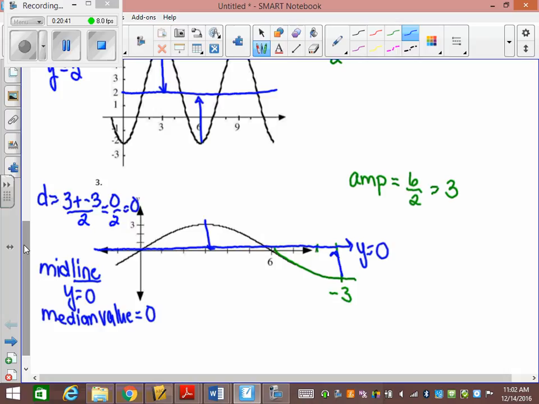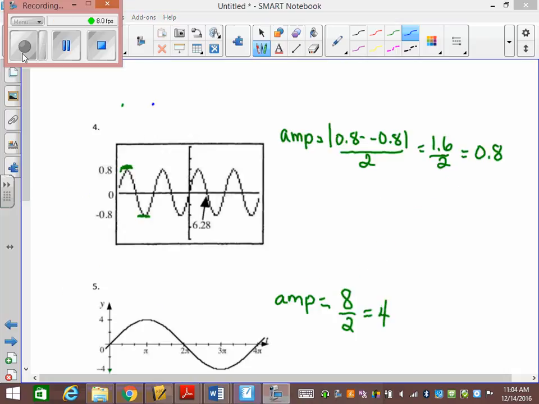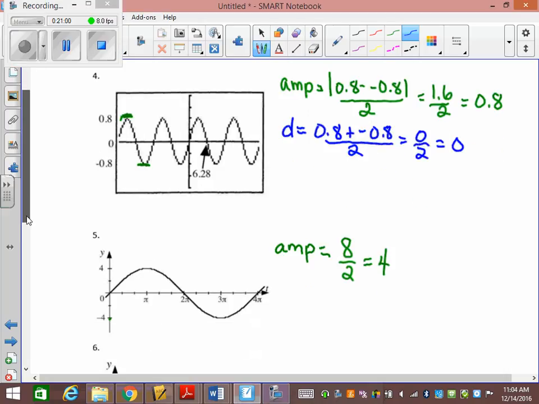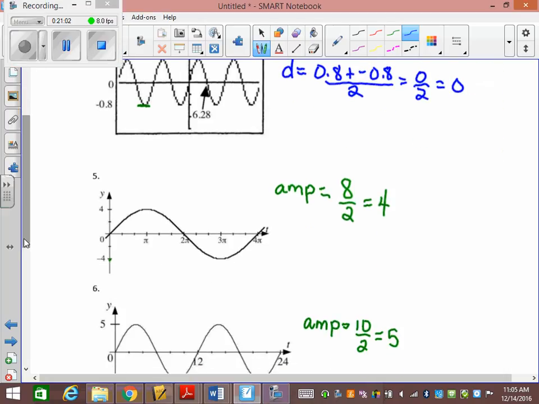Flip over to the next page, and I want you to find the D. So this one, it's going to be 0.8 plus negative 0.8 divided by 2, which is 0 divided by 2, which is 0. Or you can say, hey, 0.8 down, 0.8 up, they meet at y equals 0. This one's going to be at 0 as well. And this one's at 0.